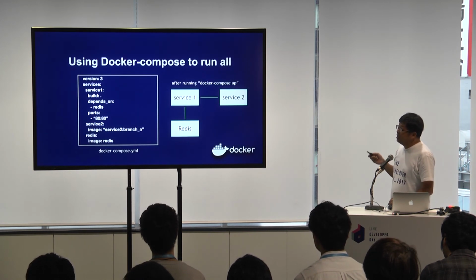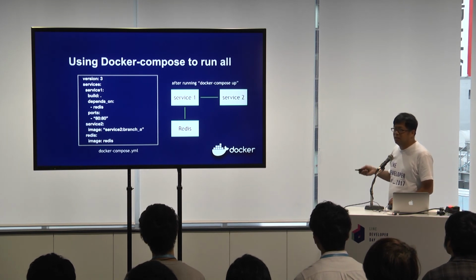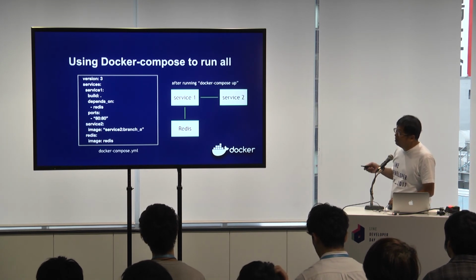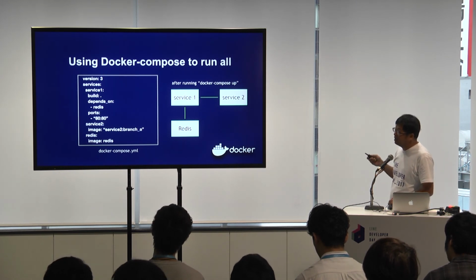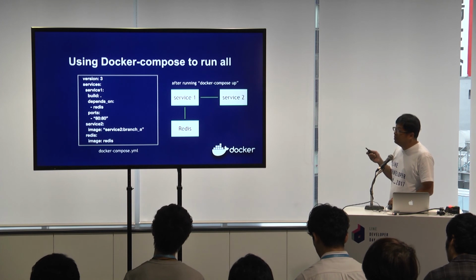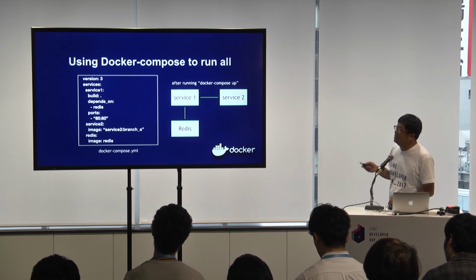And we can use Docker Compose to run all the containers at once. For example, we have service 1, service 2 and Redis. We can have a docker-compose.yaml file to specify which containers we need to run, and the dependencies of each container. So we can use Docker Compose to run them at once.